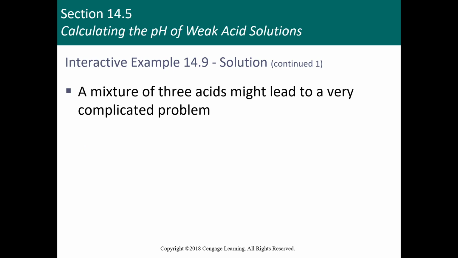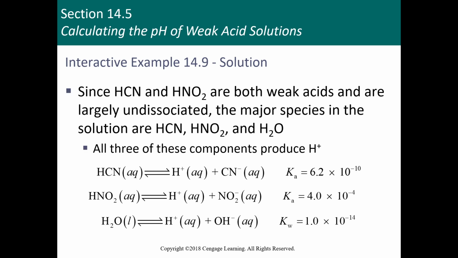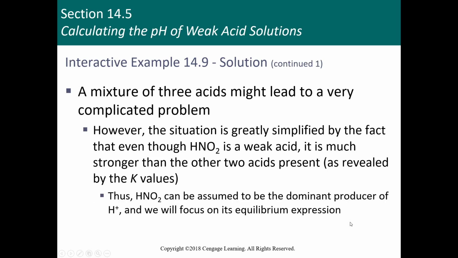A mixture of these three acids might lead to a very complicated problem if their Ka's were close enough. However, and by the way, if you ever want to figure out how to do that, you can join me in an analytical chemistry class someday. However, the situation is greatly simplified. Even though HNO2 is a weak acid, it's so much stronger than the other two that we're talking tens of thousands of times stronger. See, 4 units would be a 10,000 times difference. So the concentration from this will be so much more than from these two that you don't have to do these other two. You can just ignore them.